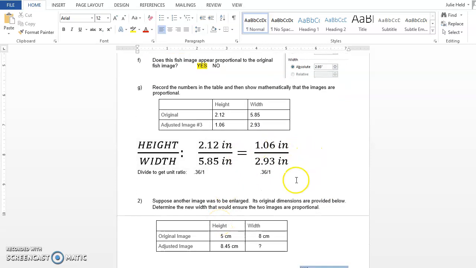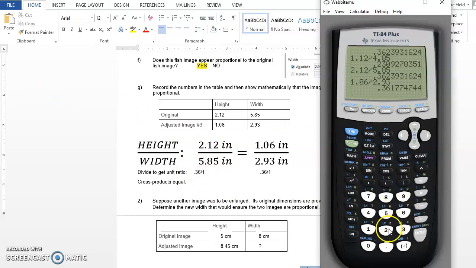So this time I have a proportion. Another way to check a proportion is to check the cross products. If two ratios are equal, the cross products are equal. So let's check. That would mean 2.12 times 2.93. So I'm multiplying the diagonal values. I'm not trying to multiply these fractions together. I'm just doing a check.